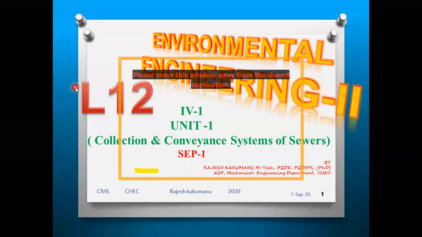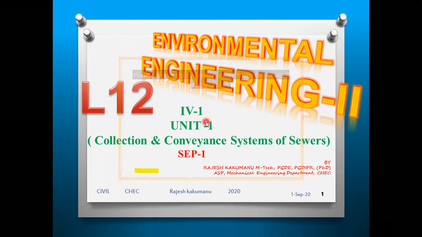So like this, we have various types of appurtenances which we come across for the design of the sewer layout. So in this class, we'll discuss collection and conveyance. Where the sewage is collected, what is the source of sewage, how it is conveyed, and how it is disposed to the outside atmosphere. We'll see these topics in this class.